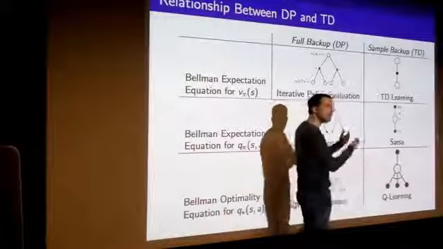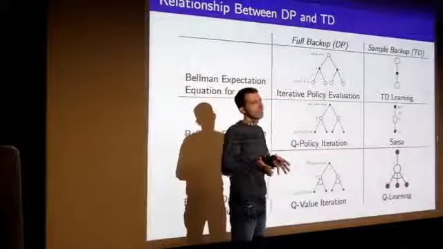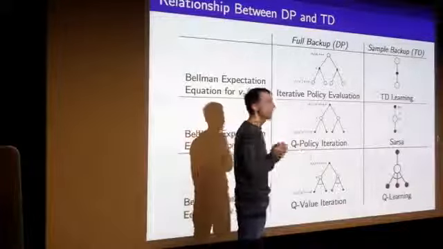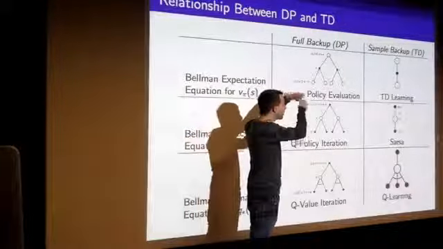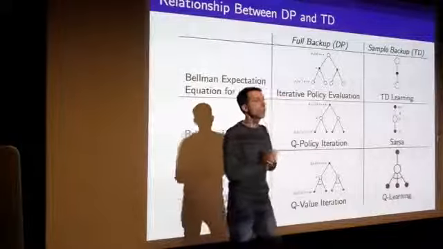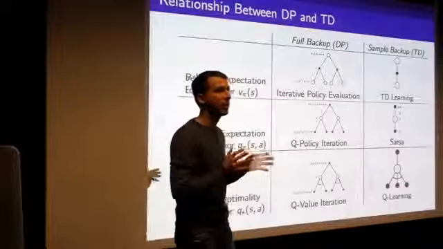Okay? So TD we can think of as samples of the Bellman expectation equations, or the Bellman optimality equations. They're doing a one-step sample of what would happen if you were doing dynamic programming. So that's just to tie things together.